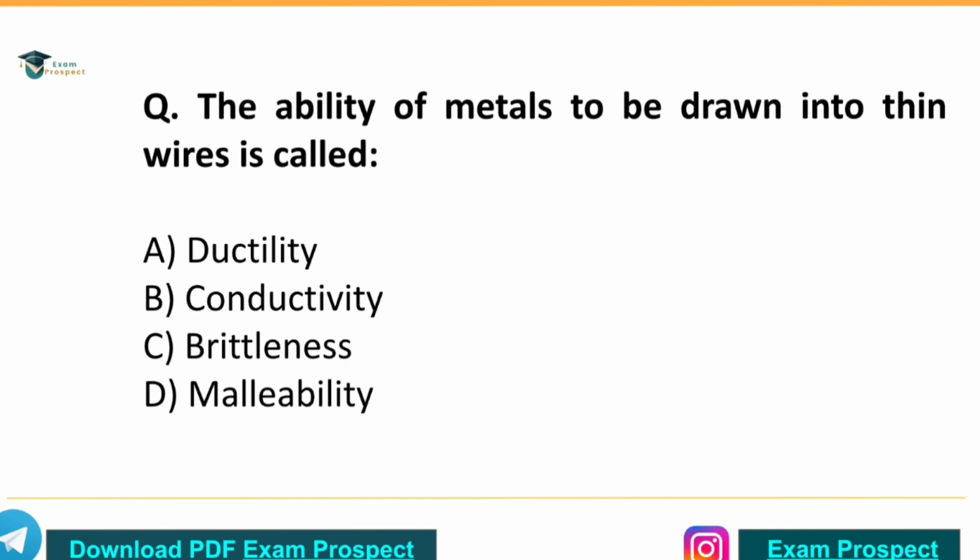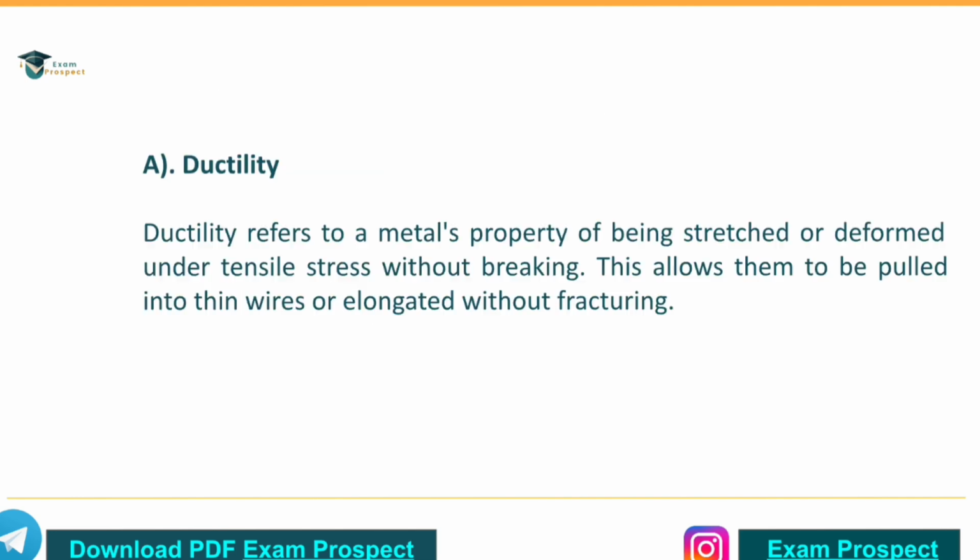Next question, the ability of metals to be drawn into thin wires is called? The correct answer is option A, ductility. Here, ductility refers to a metal's property of being stretched or deformed under tensile stress without breaking, and this allows them to be pulled into thin wires or elongated without fracturing.